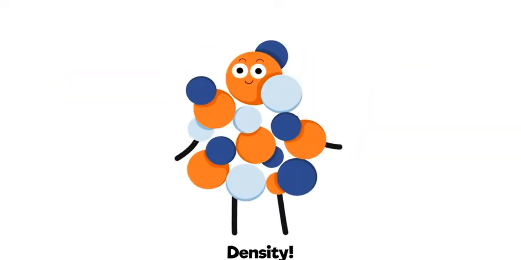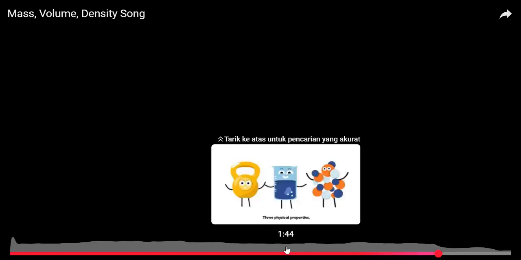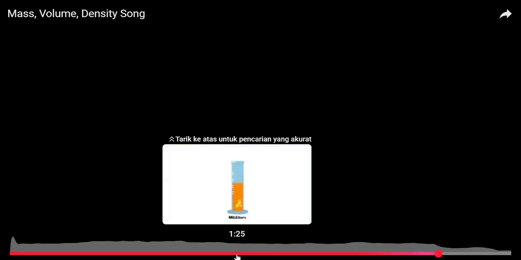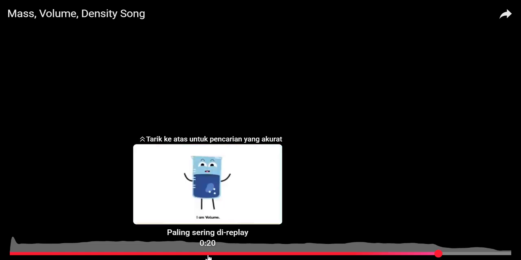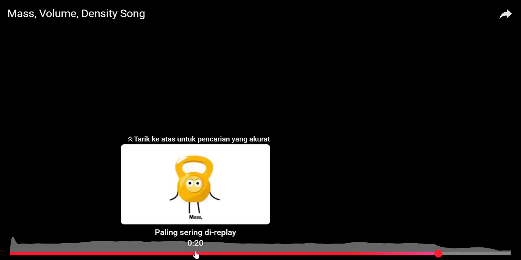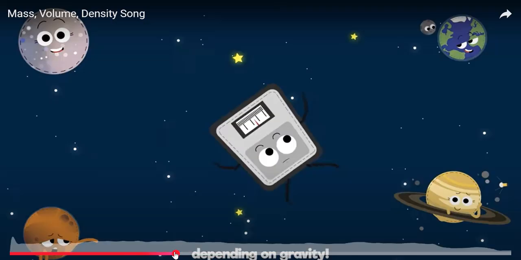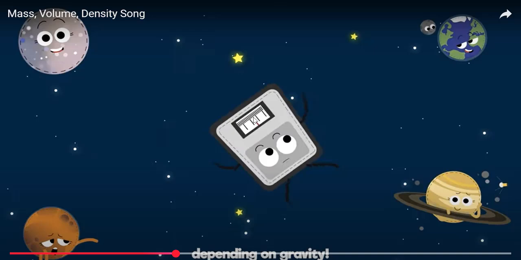Okay, how was the video? I hope you enjoyed the video. So, what did you get from the video? Mass, volume, density. You can find mass from a scale. For example, when you weigh your body on the scale, you can find, for example, 50 kilogram. That is the mass. You can try it on your own using a scale, then you can find the mass.